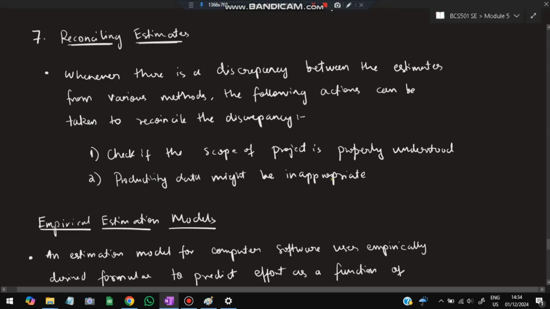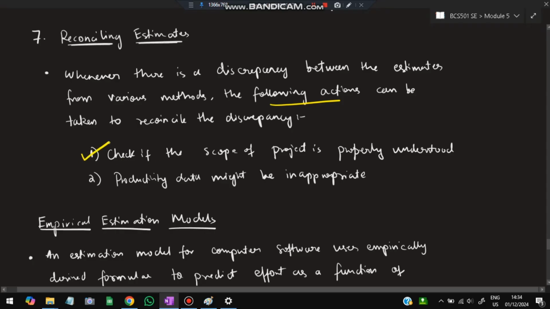Process based estimation, use case estimation, problem based estimation, and sizing. If many are there, how do we choose which is the better one for us? Whenever there is a discrepancy between the estimates from various methods, meaning someone is giving a high estimate, someone is giving a low estimate, some process is giving a very low estimate, some process is giving a normal level of estimate. If there are many discrepancies between the estimates, what do we do? The following actions can be taken.